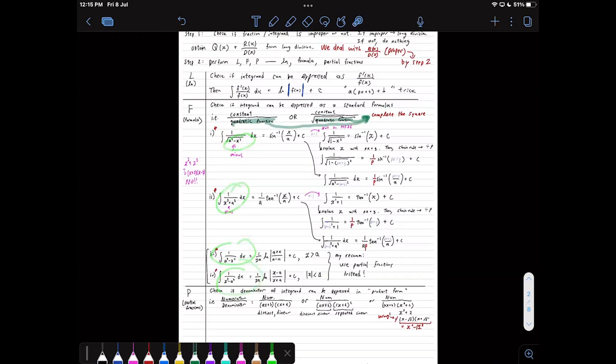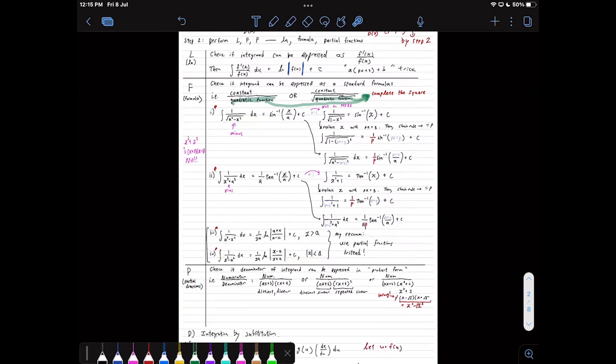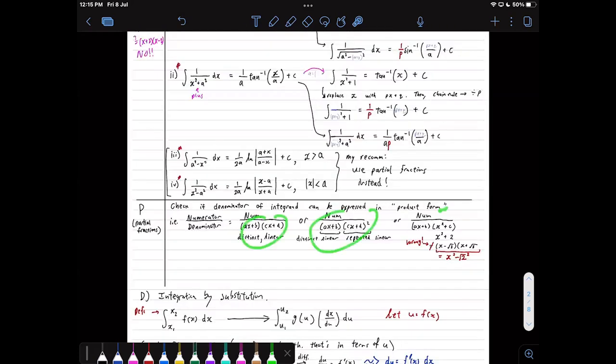But for part 3 and part 4, what's so special about it? You have to satisfy these 2 rules. So my recommendation is to use partial fractions, which leads me to my next point, P for partial fraction. Then just split it out as partial fractions, then you can integrate term by term. Okay, that is step 2.